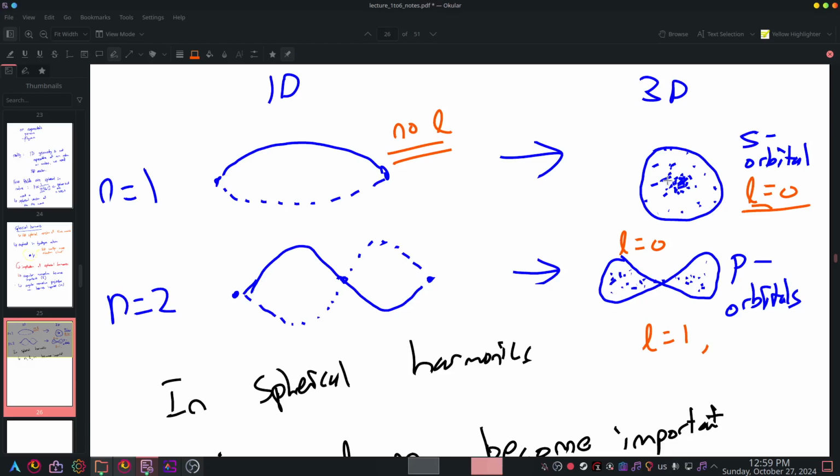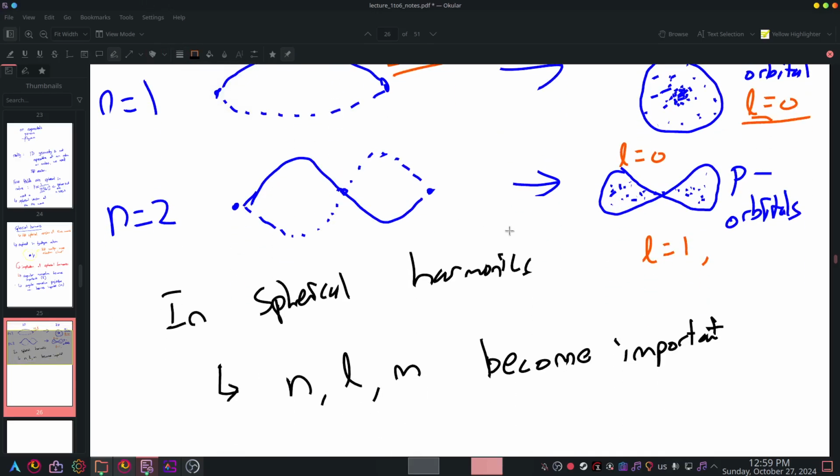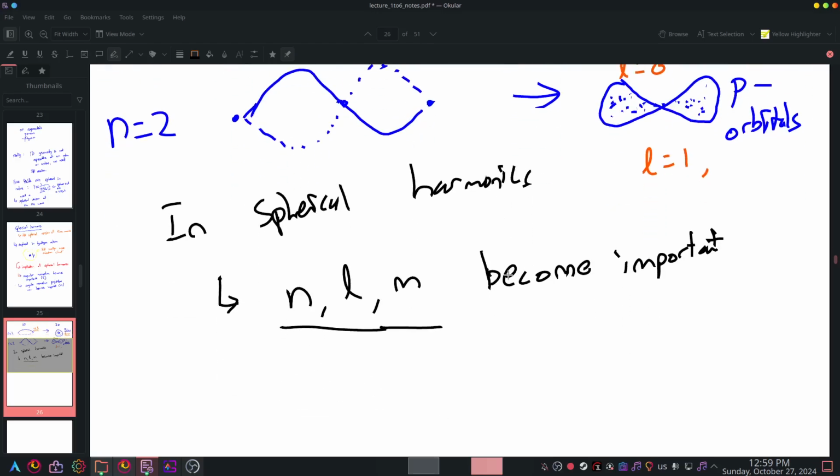But I'm just hoping from what I'm showing you here, there is some correlation between what you see in the 1D and how it translates to 3D. It's not 100% accurate. I just hope to give you an idea, a very hand wavy idea. All this applies to electrons, and in spherical harmonics, this n, l, and m number becomes quite important in electrons.